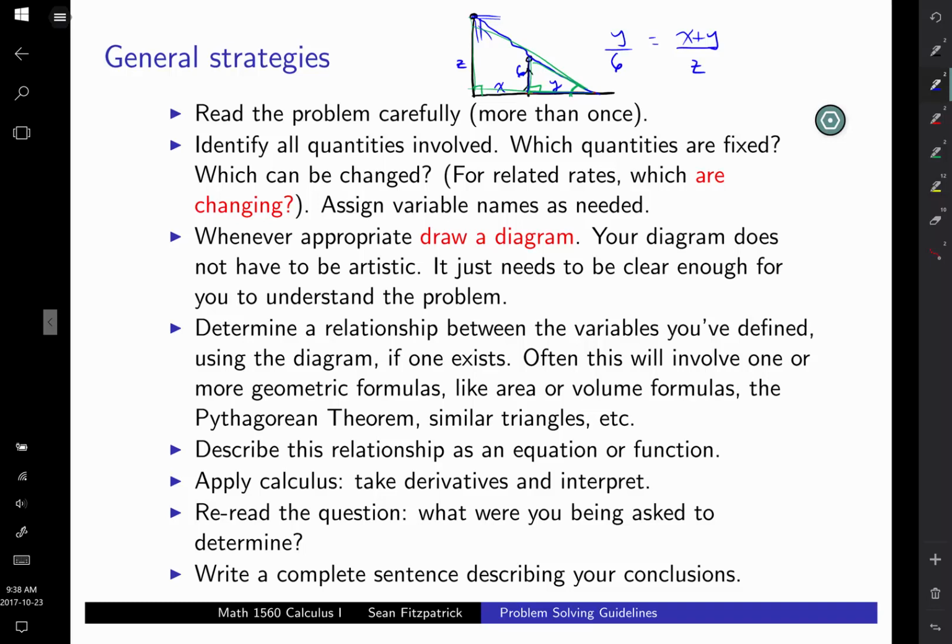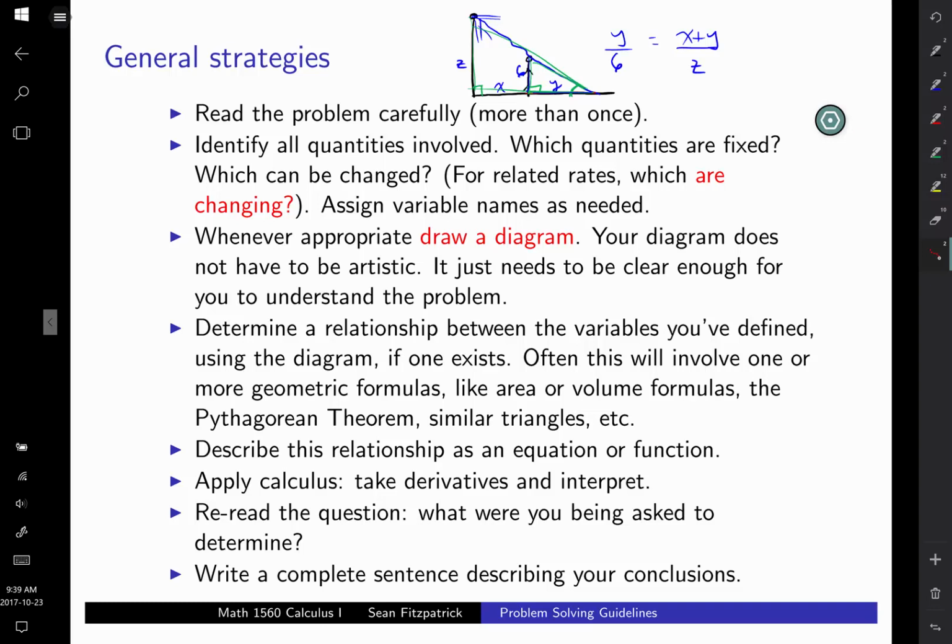So it helps to have a diagram. Once you've got that diagram in place, that diagram is going to lead to an equation, right? Something like this. Where you want to get to is an equation that relates your variables, because once you have an equation, then you can start using calculus. You've got variables, you've got an equation, or maybe you've got a function, and then you can start bringing calculus into the picture, okay?